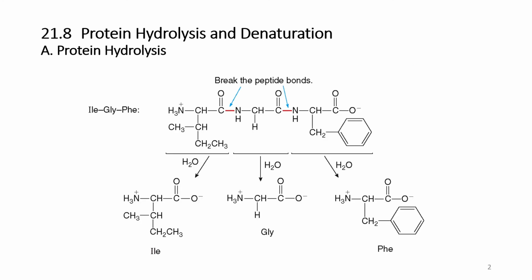This diagram shows the structure of this tripeptide, isoleucine, glycine, and phenylalanine. And we have two peptide bonds holding these three amino acids together. And during protein hydrolysis, which of course is going to involve water, we're going to break those peptide bonds and release individual amino acids.